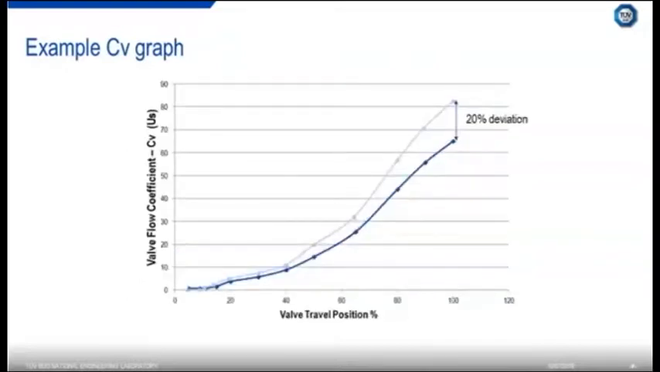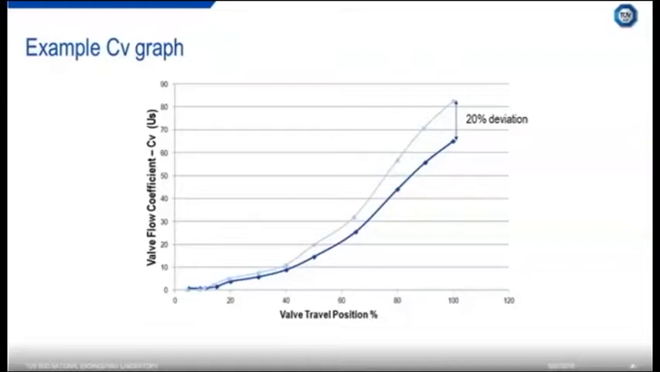On the other hand, this is another example of a valve that we've tested. So this was a choke valve, and you can see at 100% opening capacity, there's actually a 20% deviation between the predicted data and the NEL test data. Now, 20% is not insignificant.